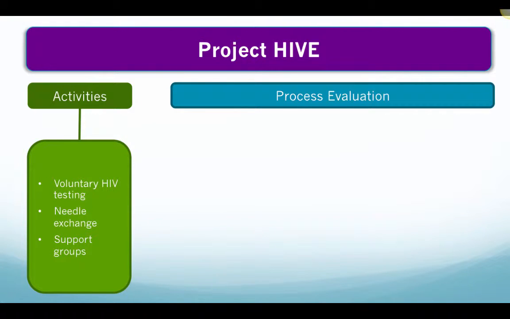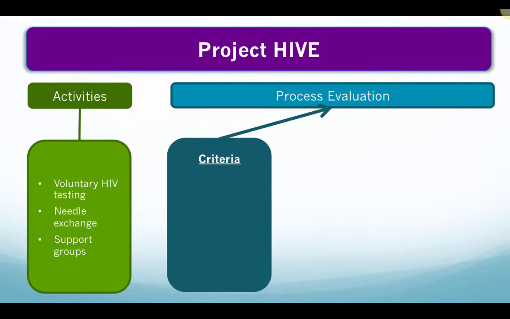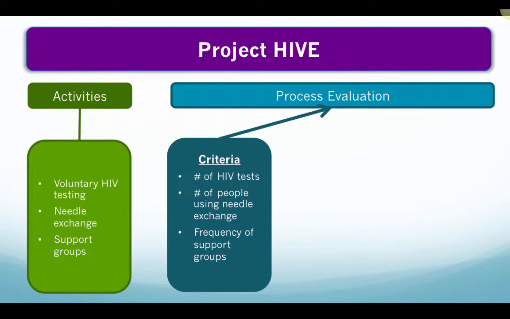Again, a process evaluation helps find out the extent to which a program's activities are carried out. So let's determine the criteria, standards, and methods of collection for this evaluation. Based on the activities that Hive has designed, criteria we can measure are the number of HIV tests given over a period of time, the number of people coming in to use the needle exchange, and the frequency of support groups that are offered within a specific time period.